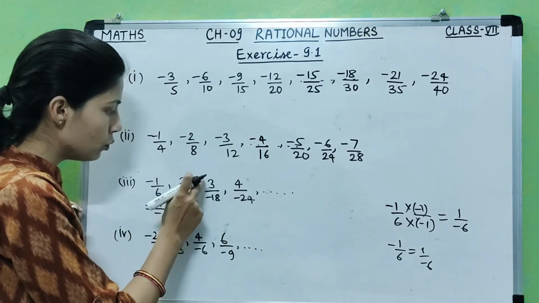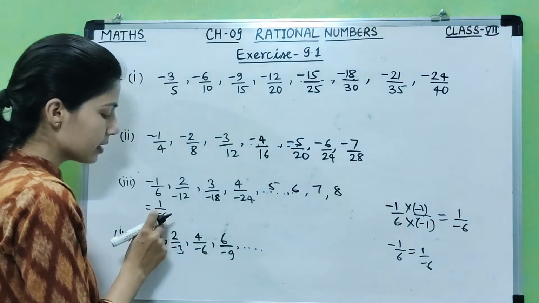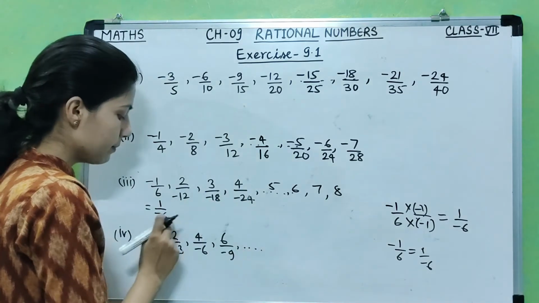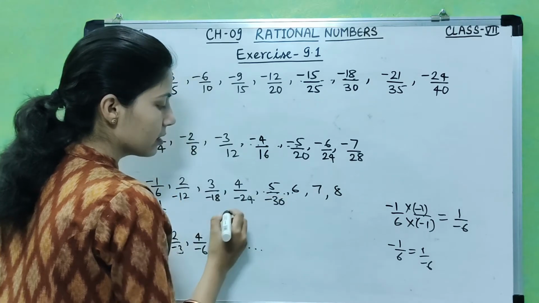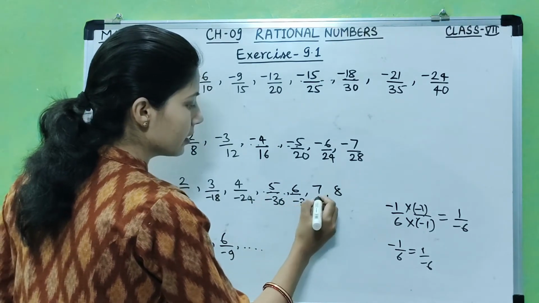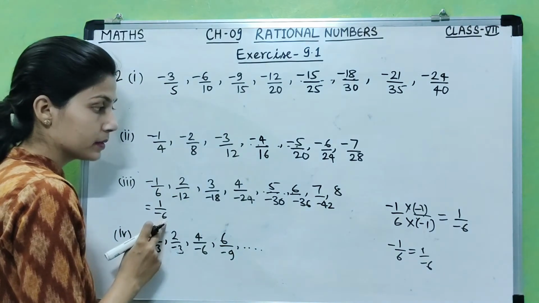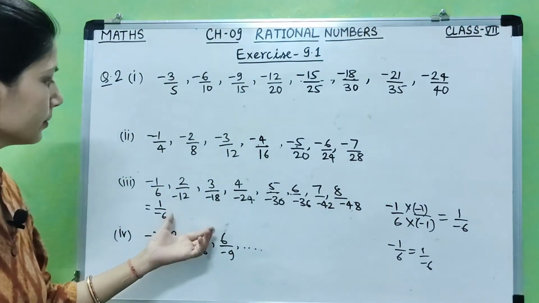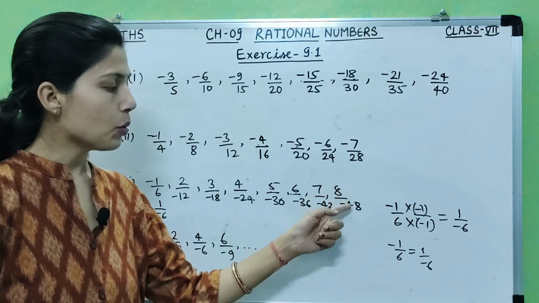Okay, this you can write -1 upon 6 as 1 upon -6. Now your pattern is complete. 1, 2, 3, 4. Next will be 5, then 6, then 7, then 8. Likewise -6, -12, -18, -24: these are the multiples of -6. So 4 times -6 is -24. Then you have to take next 5 times. So 5 6s are 30, -30. Then 6 6s are 36, means -36. Next, 7 6s are 42, means -42. Then 8 6s are 48, means -48. Okay, so the next terms of this pattern will be 5 upon -30, 6 upon -36, 7 upon -42 and 8 upon -48.